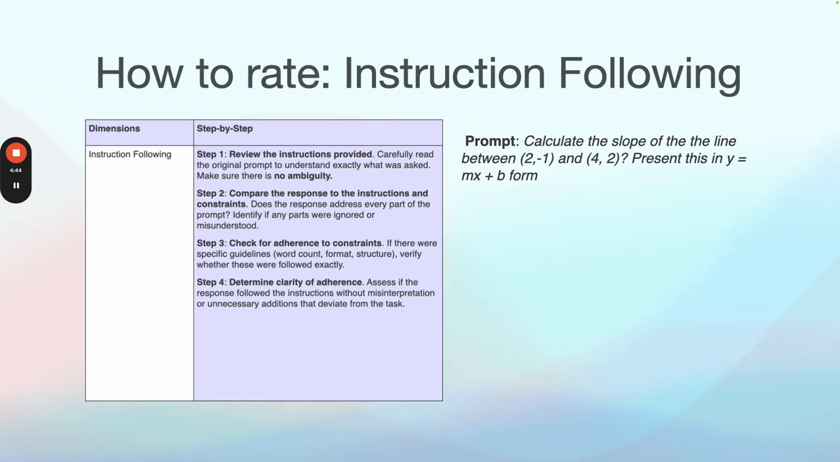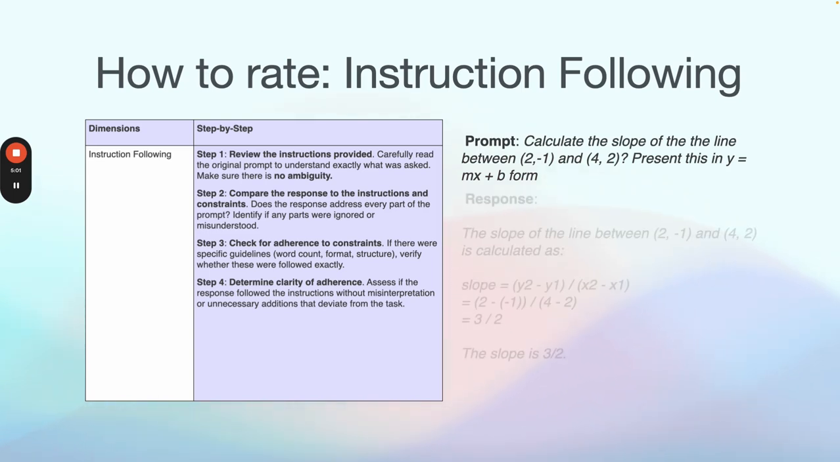Step one, when we review the instructions we provided, it has to do two things. One, calculate the slope of the line. So it has to calculate it and find what the slope is. And then two, write it in y equals mx plus b form. So it might even have to solve for the b-intercept, or the y-intercept, here.